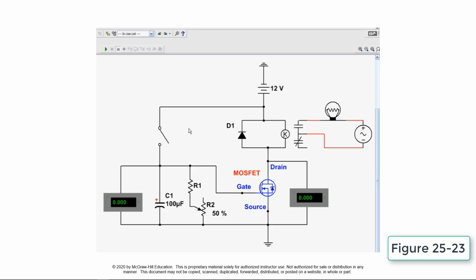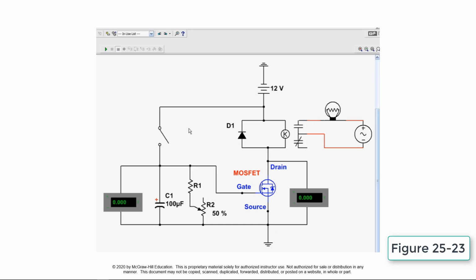At the same time, the capacitor is charged to 12 volts DC. The circuit remains in this state with the relay coil energized as long as the switch remains closed. When the switch is opened, the timing action begins. The positive gate circuit to the 12 volt source is opened. The stored positive charge of the capacitor keeps the MOSFET switched on.